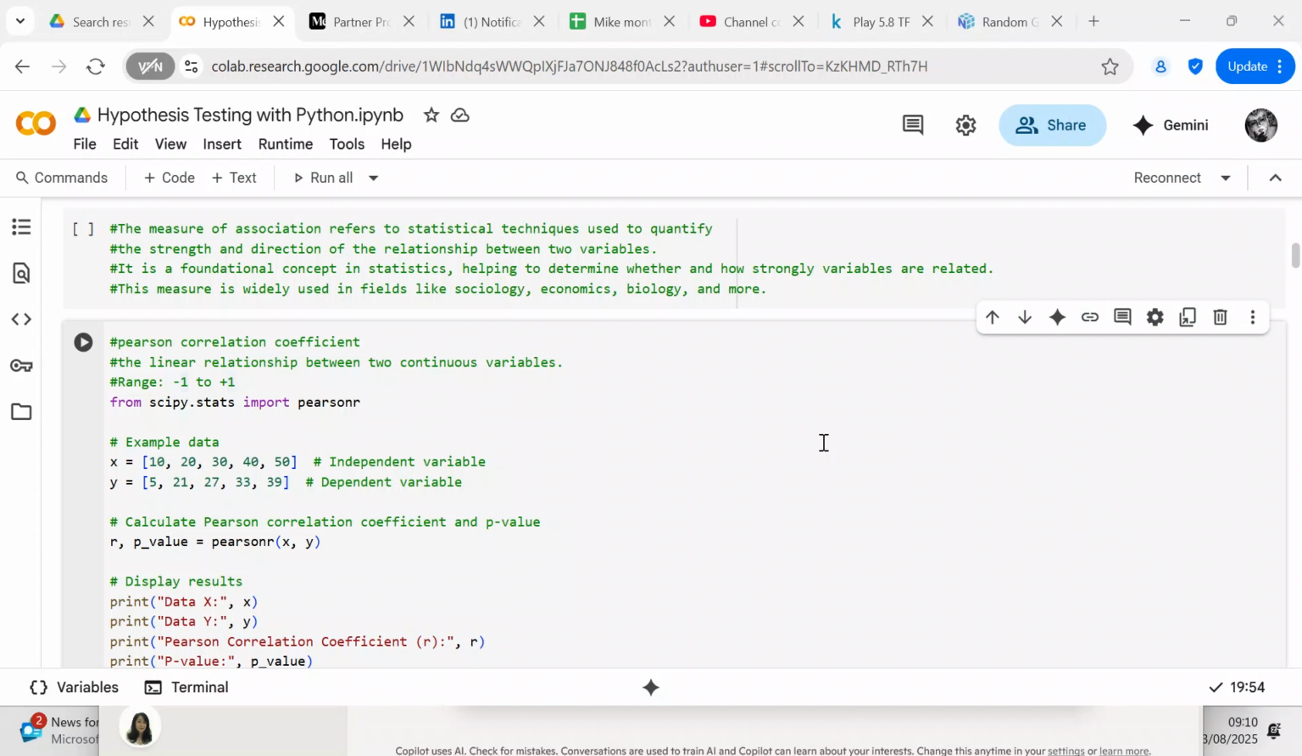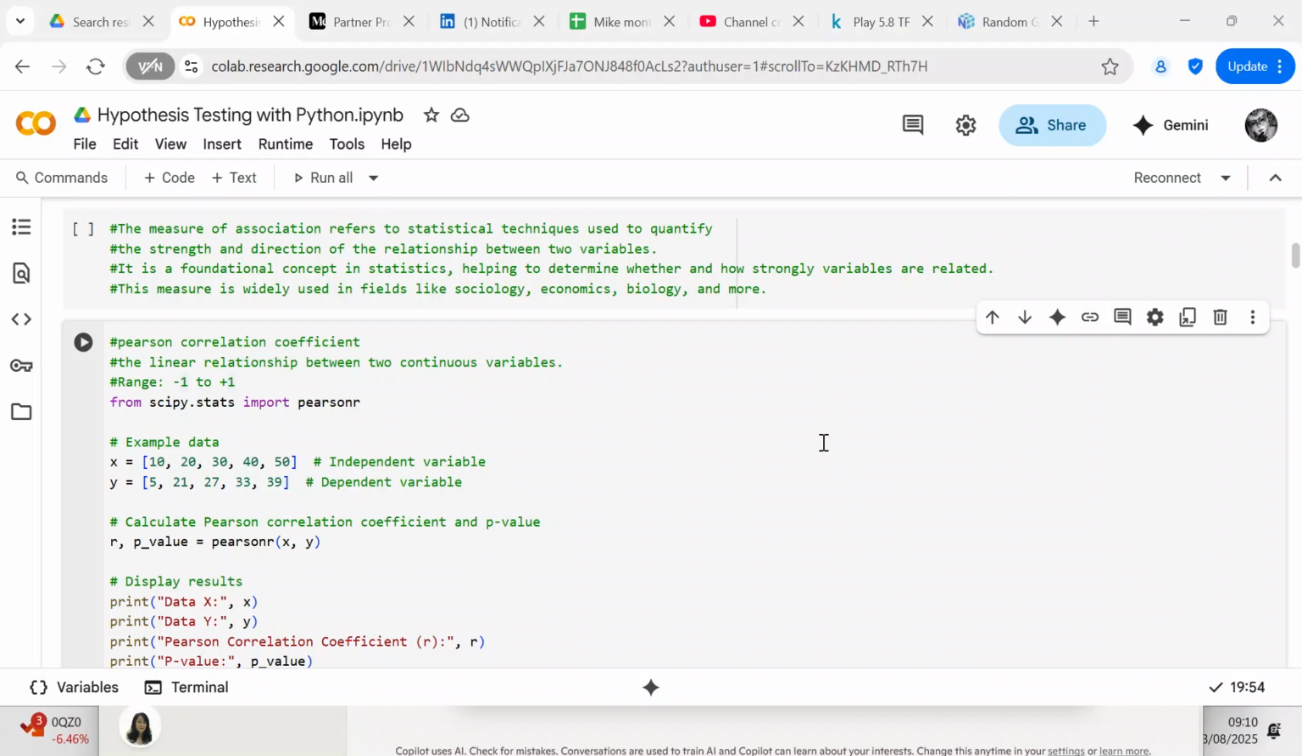In this video, what we're going to talk about is Pearson's correlation coefficient, which is the linear relationship between two continuous values, and it gives you a range of -1 to +1. If it's a -1, it means it's a perfect negative correlation, and if it's a +1, it's a perfect positive correlation. And if it's a 0, then there's no correlation at all. So Pearson's correlation coefficient is a measure of association.